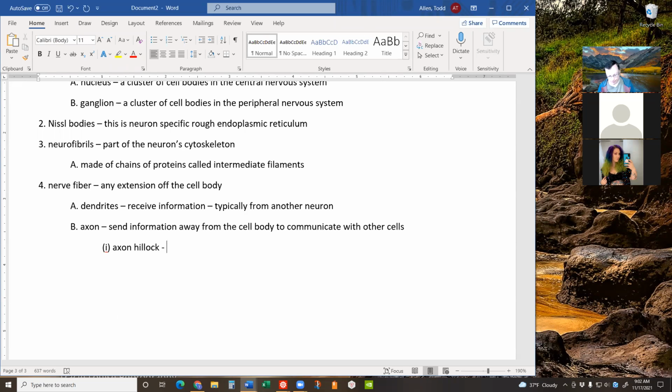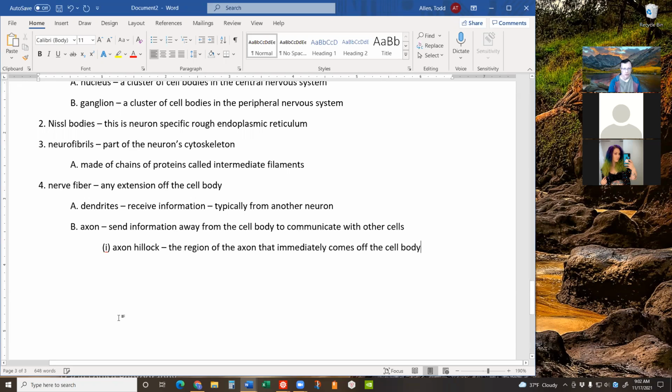Axon hillock is the region of the axon that immediately comes off the cell body. It's very close to the cell body. Okay, the axon hillock is super important because this is where most nerve impulses in the axon are created. Okay, this is the usual site of nerve impulse creation.